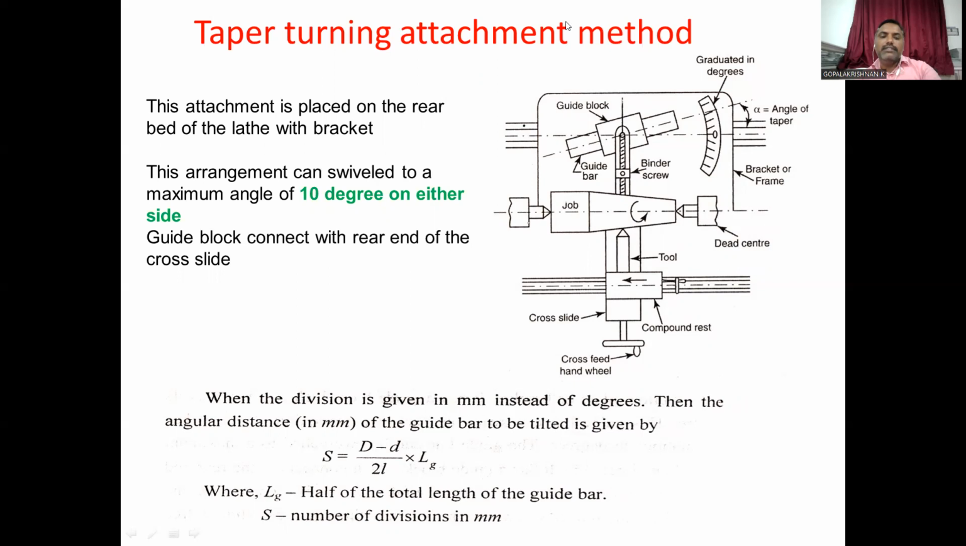When the division is given in millimeters instead of degrees, then the distance in millimeters by which the guide bar is to be tilted is given by S equal to (D minus d) divided by 2L, into LG. LG is half of the total length of the guide bar. S is the number of divisions in millimeters. That's all.